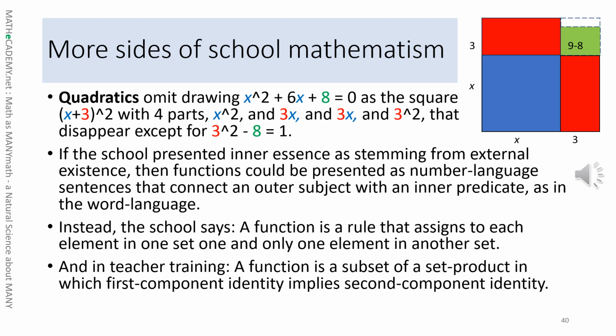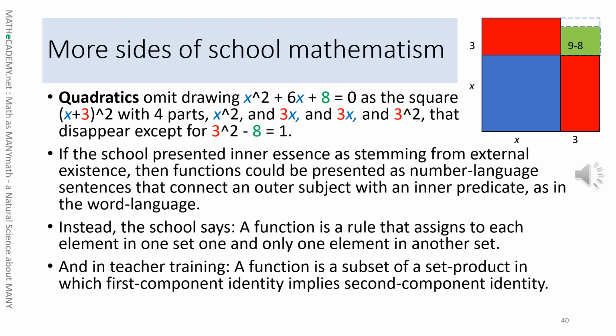More sides of school mathematism. Quadratics omit drawing x squared plus 6x plus 8 equals 0 as the square x plus 3, squared with 4 parts, x squared, and 3x, and 3 squared, that disappear, except for 3 squared minus 8, that is 1.